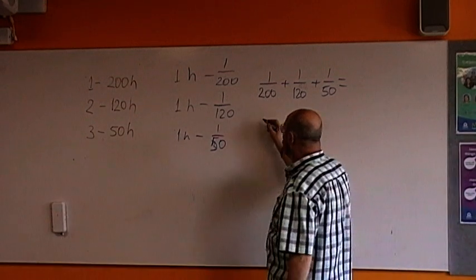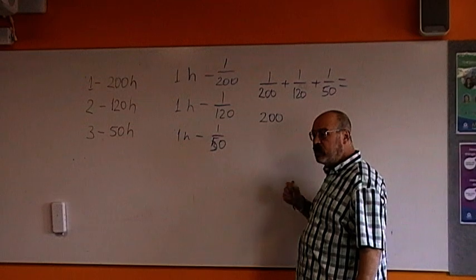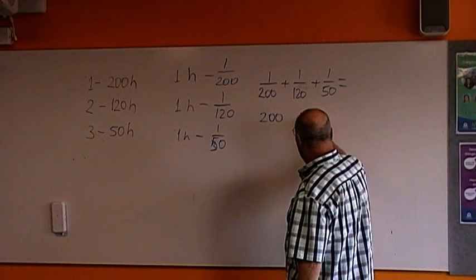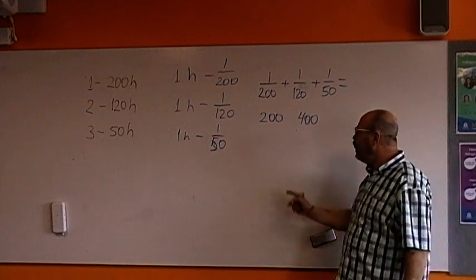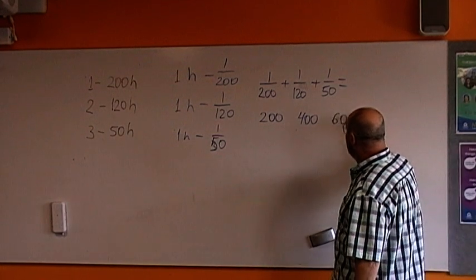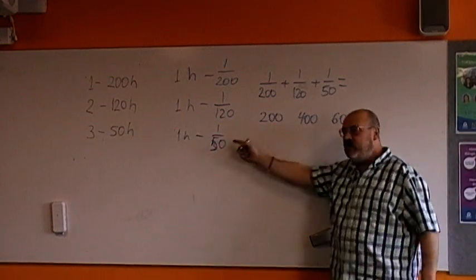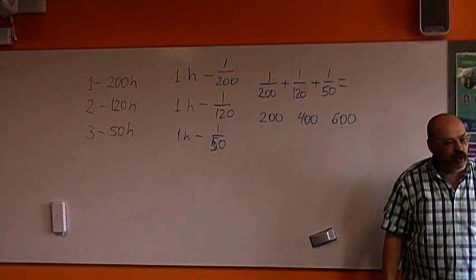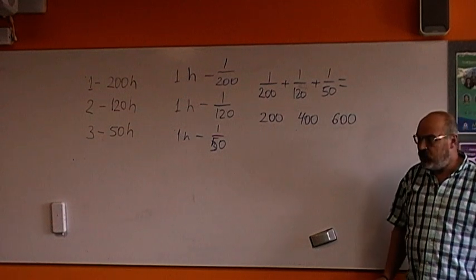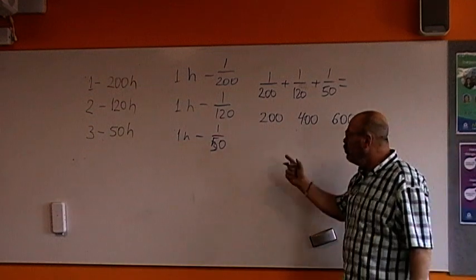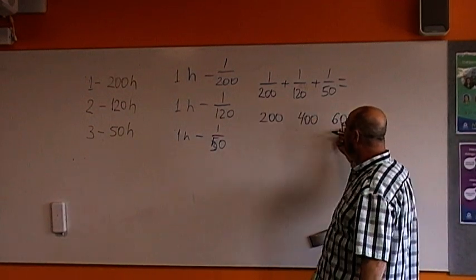So multiples of 200. 200 is not divisible by 120. Keep going. Next 400, not divisible. And then next 600. 600 is divisible by 120, and 600 is divisible by 50. So the lowest common multiple will be 600. Make sense how we did it? So the common denominator is 600.